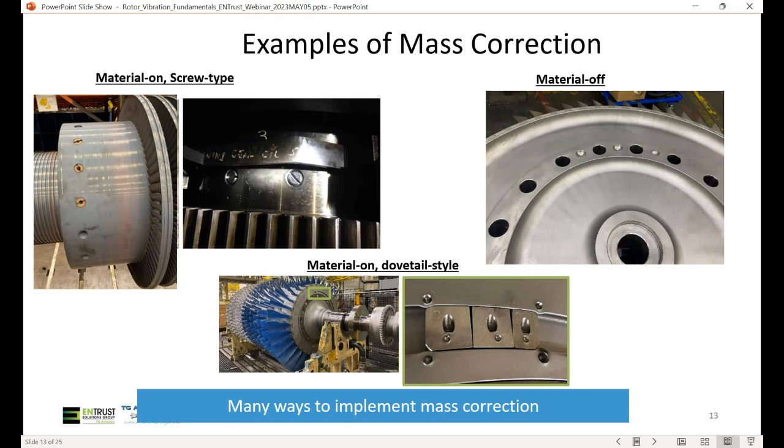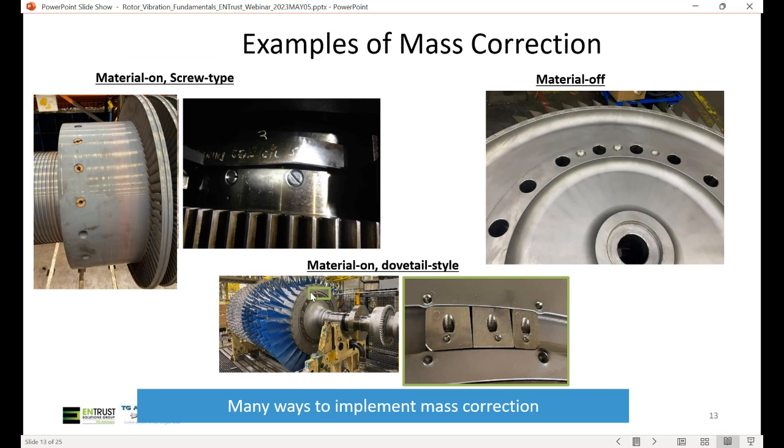Here are some examples of mass correction. In the upper left, it is a material-on screw type balance. You can see these multiple holes on the shaft. These gold or brown-like pieces are the balance weights that are actually screwed into these holes. Here's another example of a screw-in balance weight. You can have material-off balance corrections, so it looks like an ice cream scoop removed material between these bolt holes. And then you can have a material-on dovetail style.